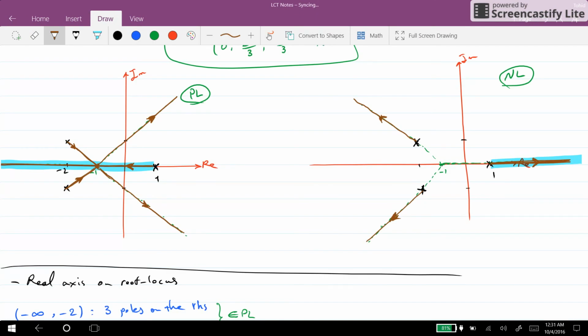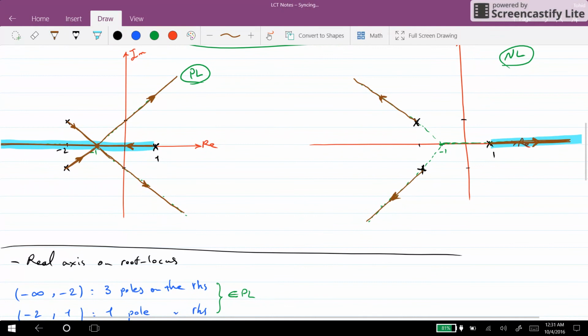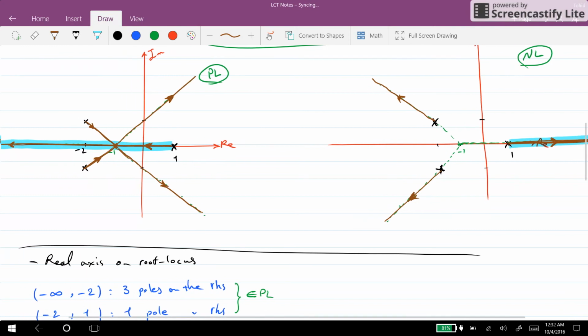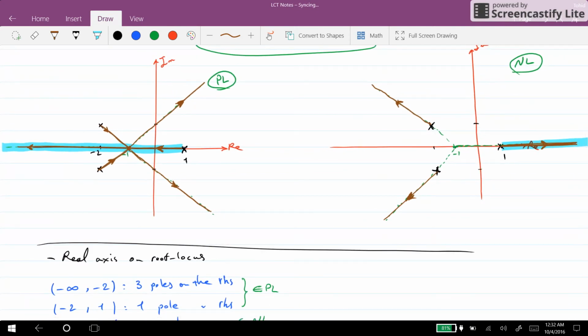So in this way, we have the final result for the root locus for both negative locus and positive locus. For the positive locus, k is bigger than 0. For negative locus, k is smaller than 0.